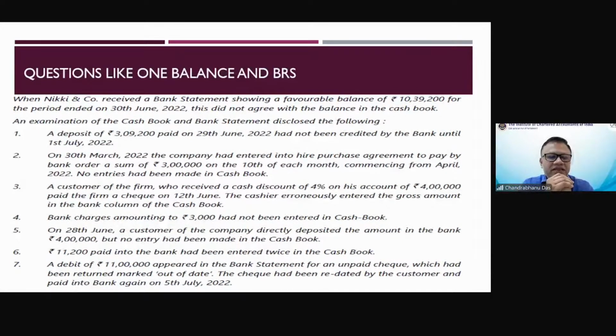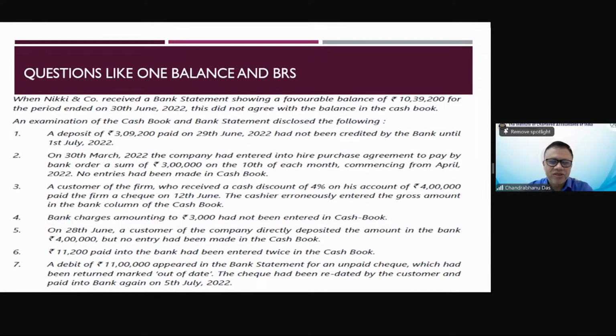Can you tell me here, this is another type of errors we are dealing with. Can you tell me the error here from 1 to 7, any error you are finding? Sometimes questions come in different formats. Yes, Ashwika. Sir, sixth one, sir. Yes, 11,200 paid into the bank have been entered twice into the cash book.